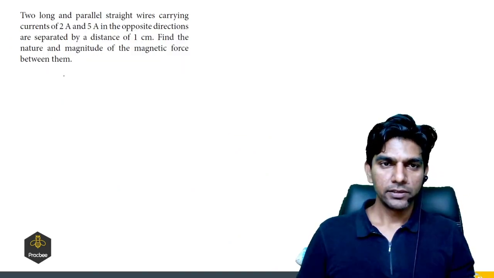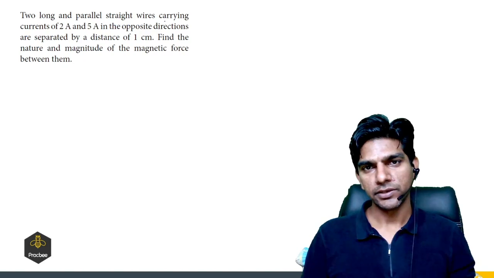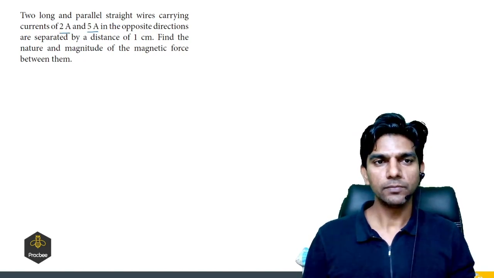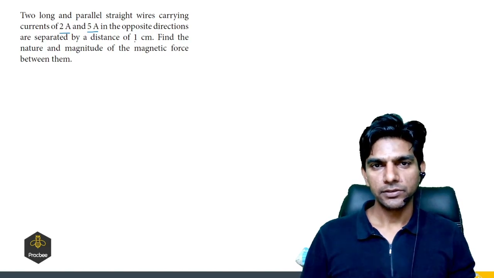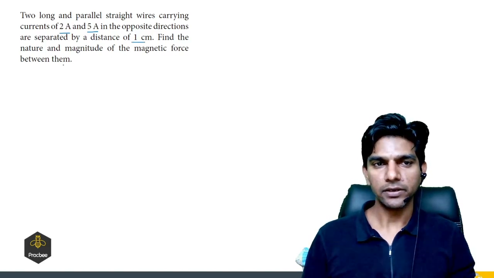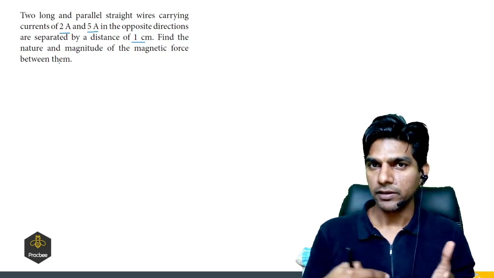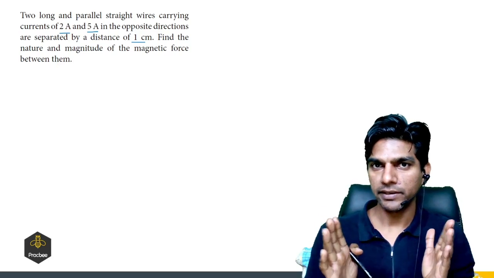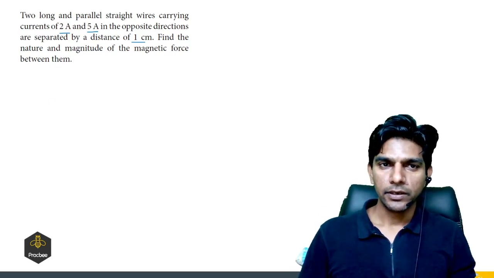Okay, right. Now let's see another question. Two long and parallel straight wires carrying current 2 ampere and 5 ampere in opposite direction are separated by a distance 1 centimeter. Find the nature and the magnitude of the magnetic force between them. So if we have anti-parallel current, they will repel each other, as we have already seen. For parallel current, they attract. So here the nature will be repulsive. And what is the magnitude? So it will be given by this.